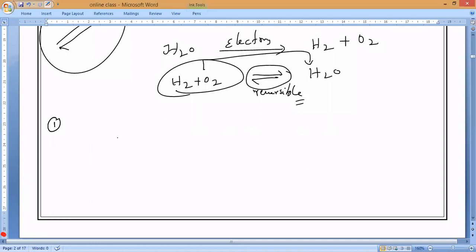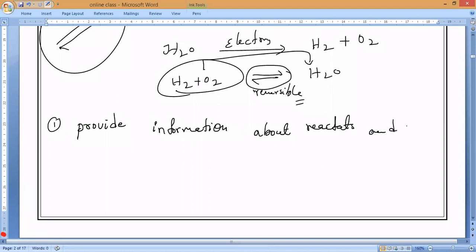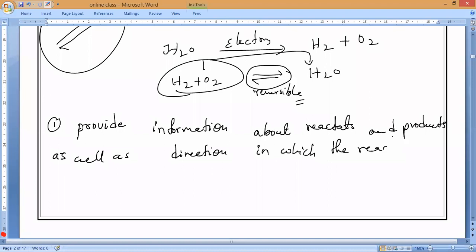First point: balanced chemical equations provide information about reactants and products, as well as the direction in which the reaction proceeds. Do you understand, everyone? Any doubt in this? Please ask. That is the first point.